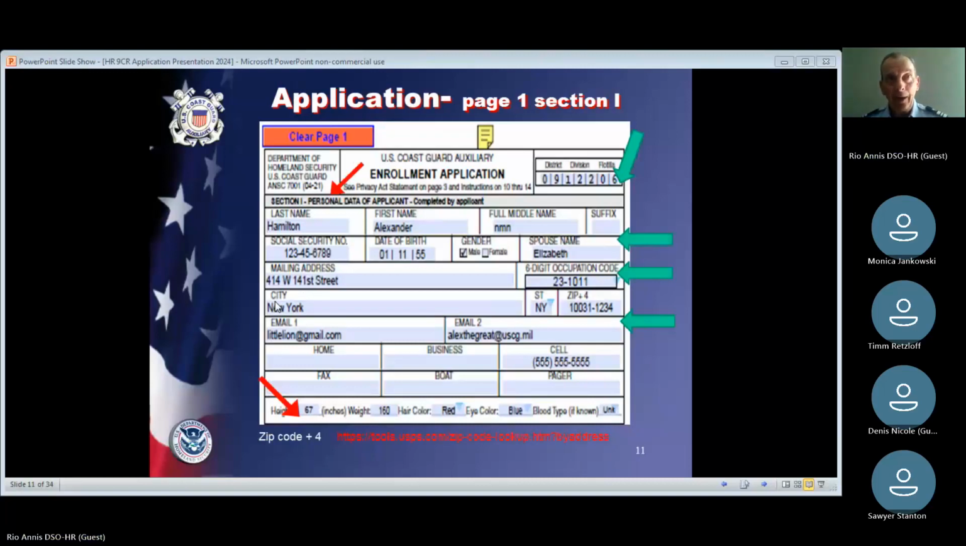And just funny, I've gotten 2 applications this year where somebody has written in something like 67.2 inches. I don't know why they thought we needed decimals of inches, so we needed to fix that.